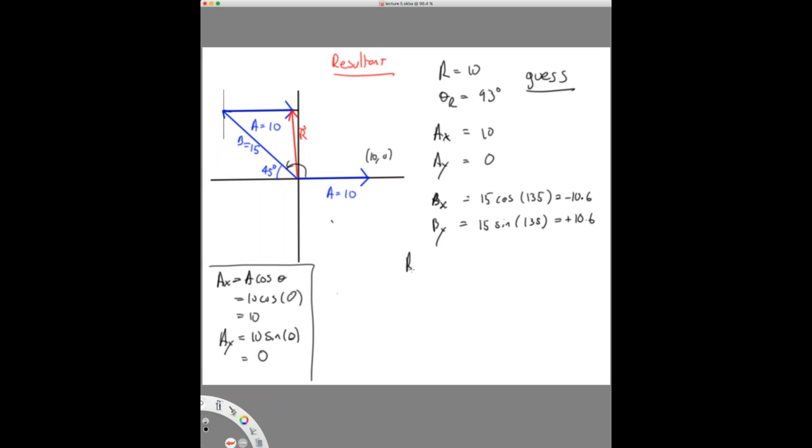So now to find Rx, we just simply add Ax and Bx. So that is 10 plus a negative 10.6. That's going to be negative 0.6. To find our y, that's going to be Ay plus By, which is 0 plus 10.6. That's 10.6. So what exactly are Rx and Ry?